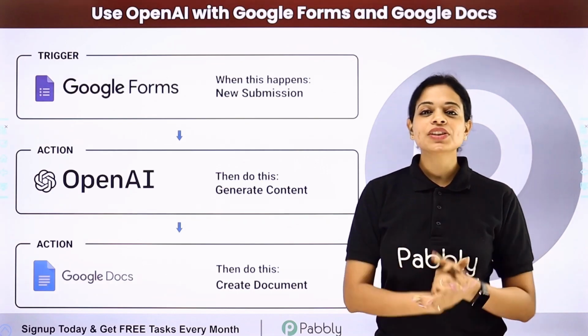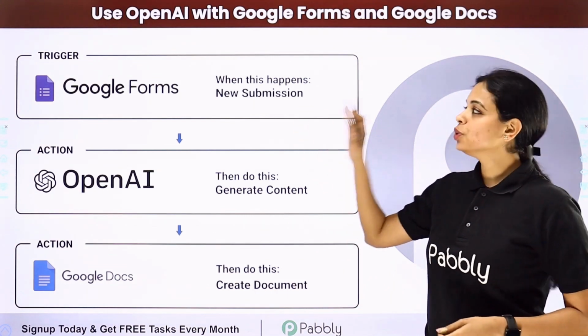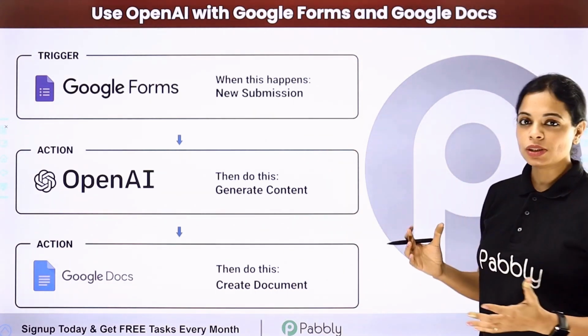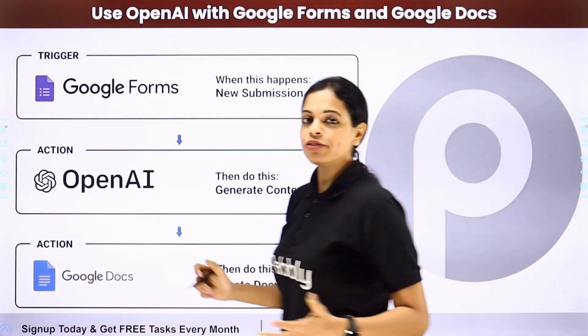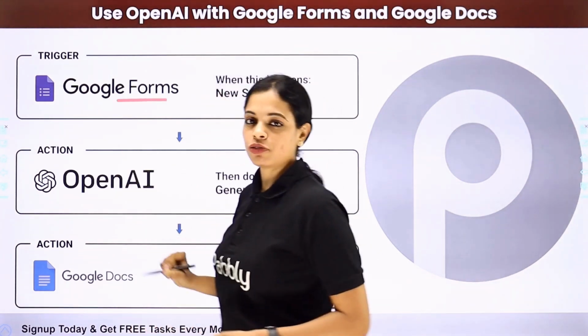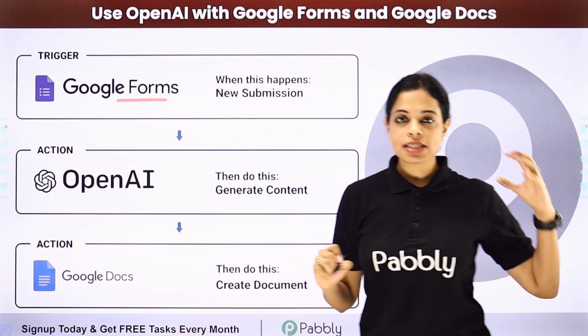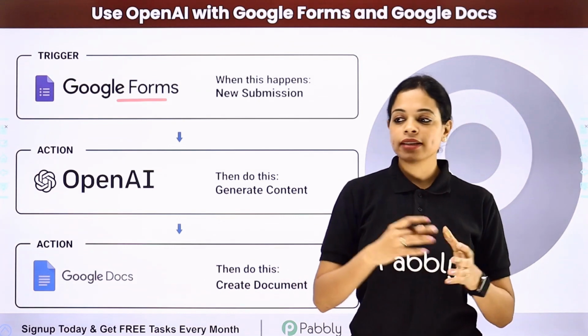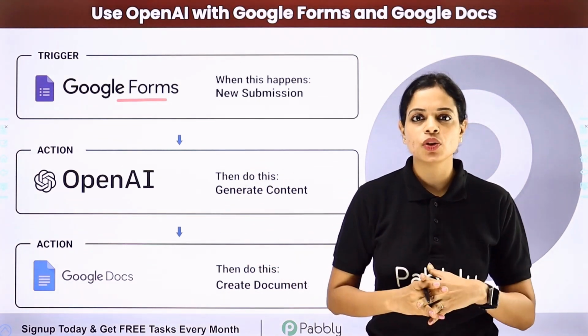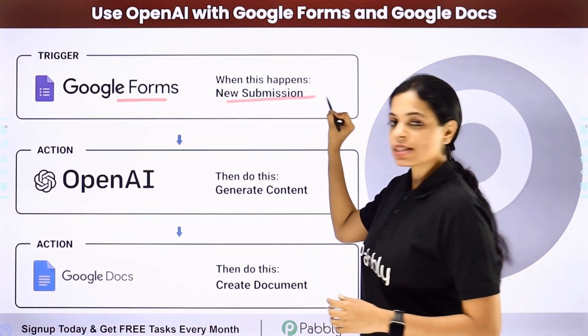Excellent. In this video, we are going to see how to use OpenAI with Google Forms and Google Docs. So let's say that you're using a form builder application, which is Google Form here. Every time a form is submitted, let's say that there is this employee engagement survey in your office.